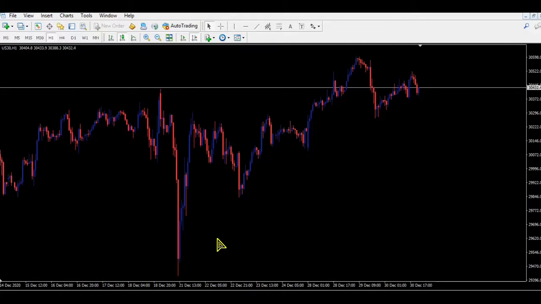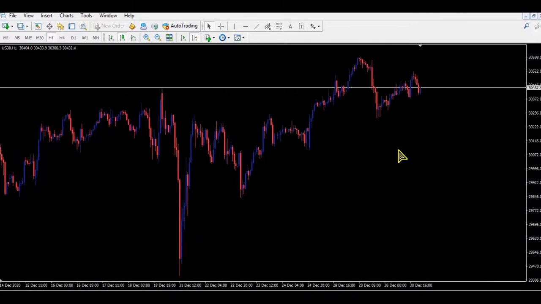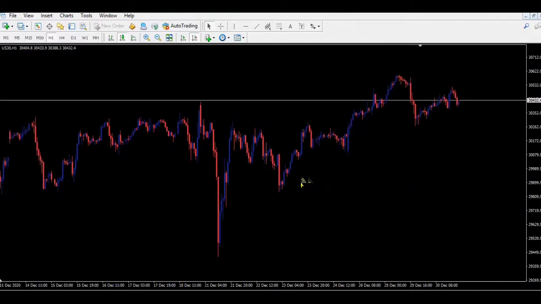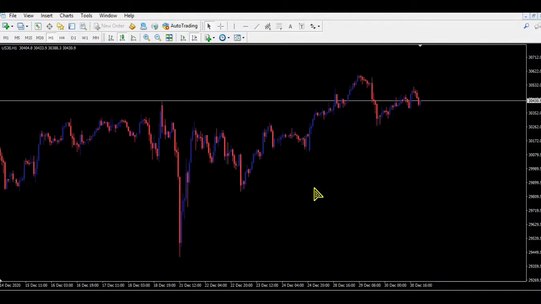Okay. So as you can see right now, this is the H1 chart of the US30. As you can see on the top left there, that's the US30. All right, so this is a very, very powerful trading index to trade. If you are able to master this, you can make quite a substantial amount of profit in the markets, okay?